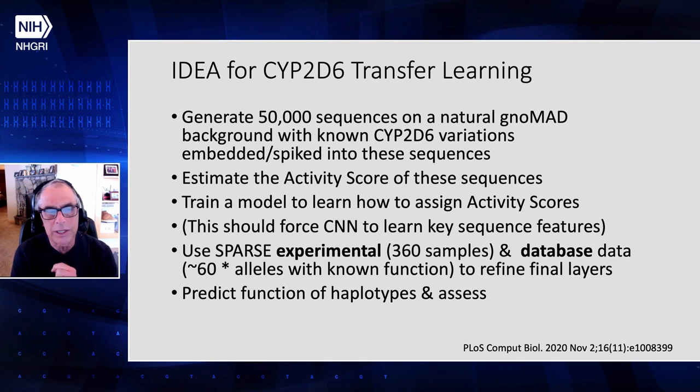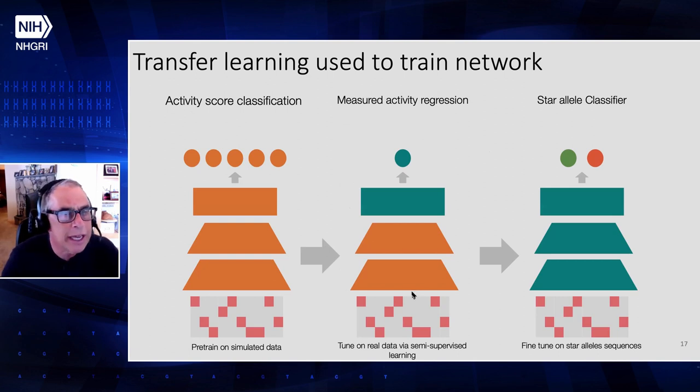But in the fourth point, you can see this forces our neural network, we're calling it a CNN, to learn key features of sequence that might affect activity scores and other features that might not affect the activity scores. Then we're going to bring in our very valuable but sparse experimental data, plus some database information, to refine and create a dog classifier, if you will. And then we're going to predict. So graphically, we are going to take simulated data at the bottom here, put it through all those layers and come out with activity score predictions. Then we're going to use the real data just to refine the green segment here. And then we're going to use the database information from PharmGKB and other resources to make a final predictor.